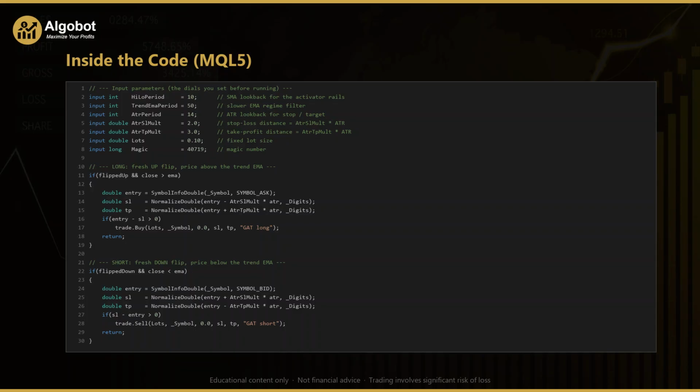The short block is the mirror image. If flipped down and close is less than EMA, the activator has just flipped down and price is below the trend average, so the EA prepares a sell. It reads the bid price, places the stop loss 2 ATRs above entry and the take profit 3 ATRs below, and once the stop sits above the entry, it calls trade.sell with the same structure.